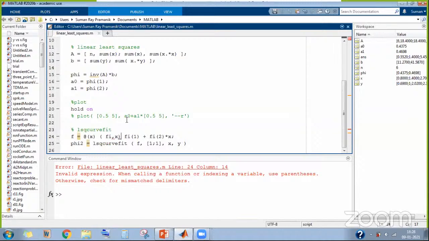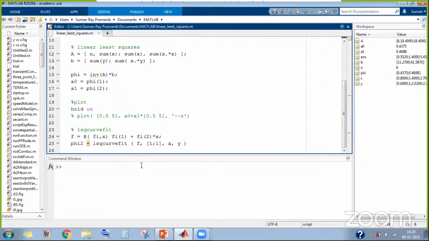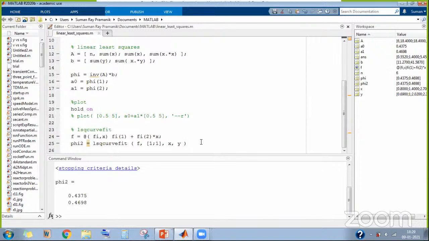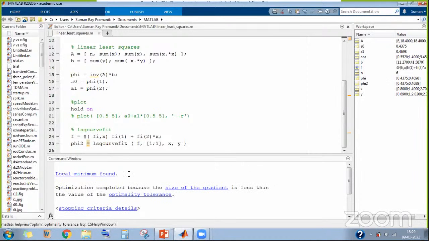Okay, the mistake I made over here is that it should be at the rate fi comma x. Sorry for this. I also did not give a semicolon here, so it has shown me the answer. Anyway, it's good.